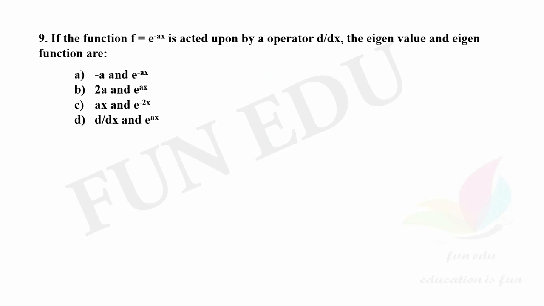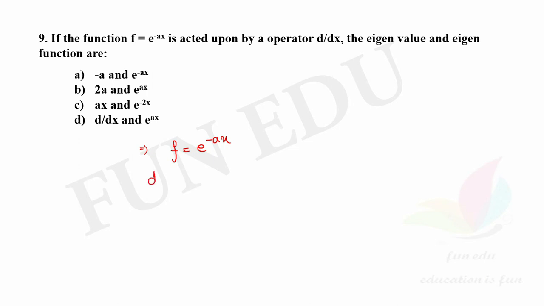Next question. If the function f is equal to e to the power minus ax is acted upon by the operator d by dx, the eigenvalue and eigenfunctions are. So you have a function given as f is equal to e to the power minus ax. Now this is the given equation. So what you need to find out is, it is operated by d by dx. This particular function is operated by this derivative, that is d by dx. You need to find out the eigenvalue and eigenfunction after differentiating.